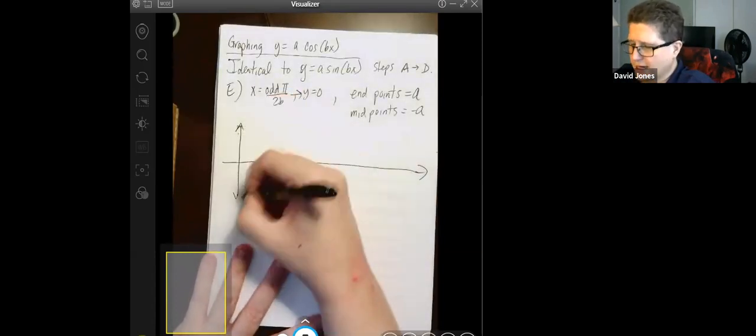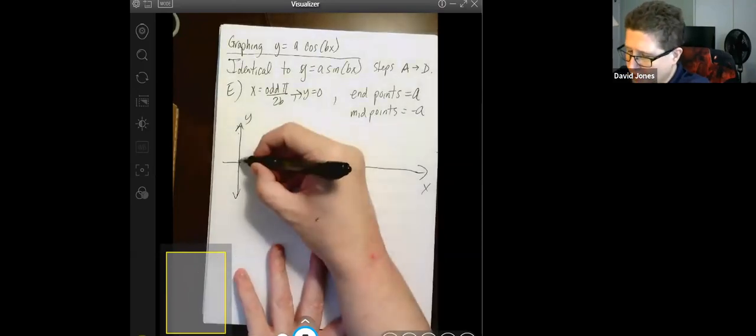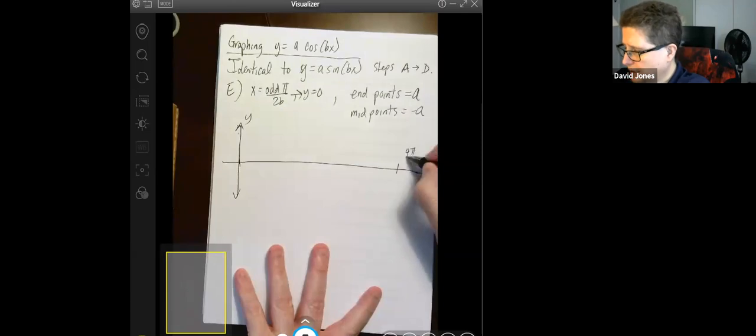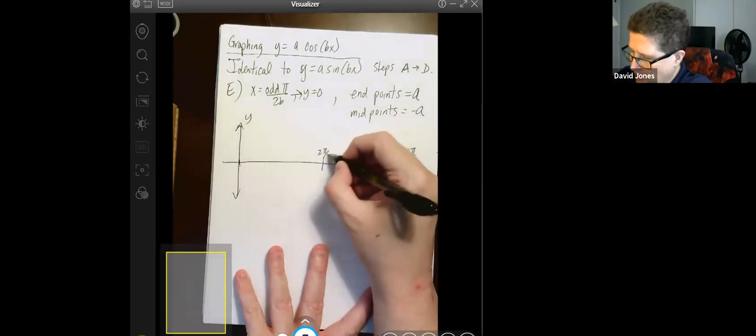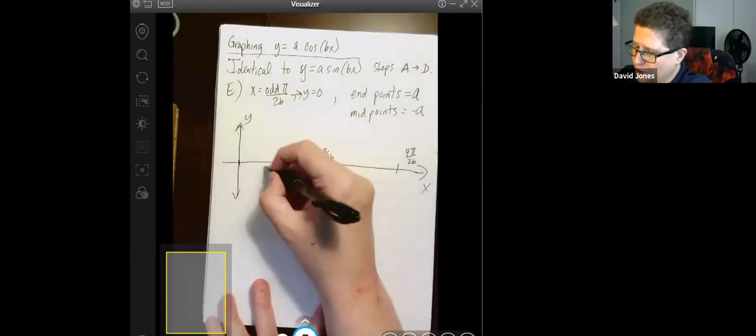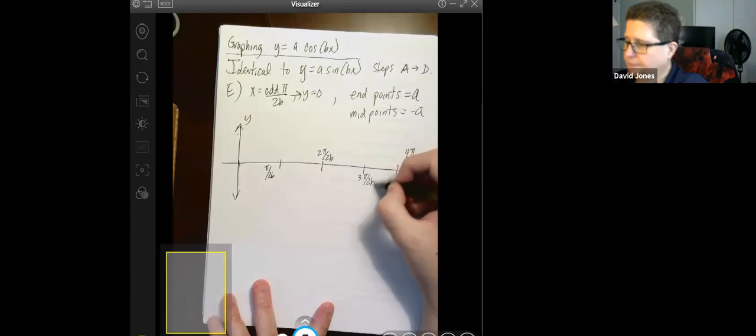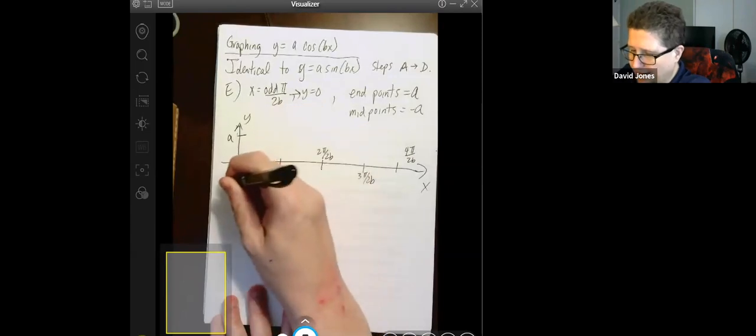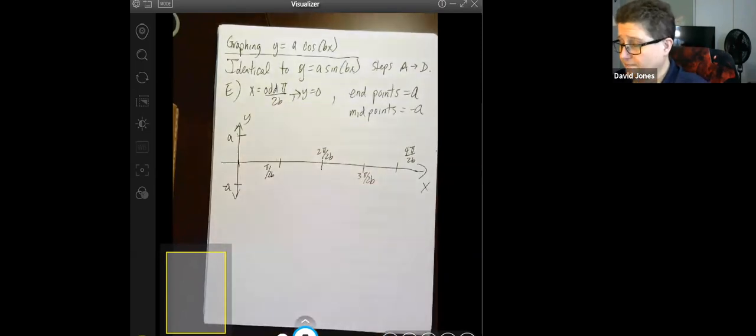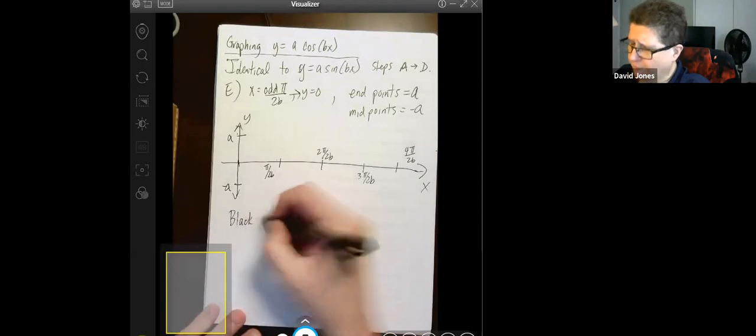So we put our graph down, we've got y, we've got x. We find our period, whatever b is. We mark down our endpoints at 0 and 4 pi over 2b. Our midpoint is at 2 pi over 2b. And we've got pi over 2b and 3 pi over 2b. We go up to a height of a and down to a height of negative a. That's the same. The black writing is the same for cosine and sine.